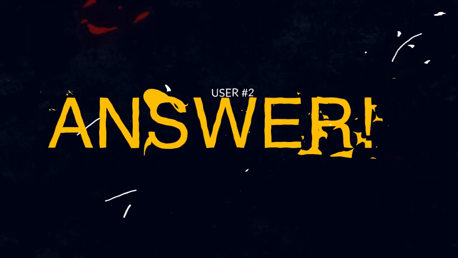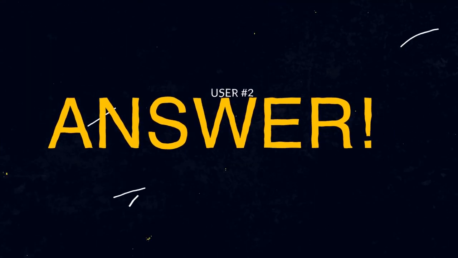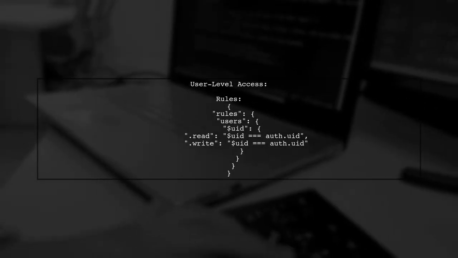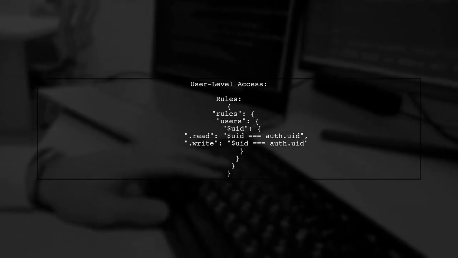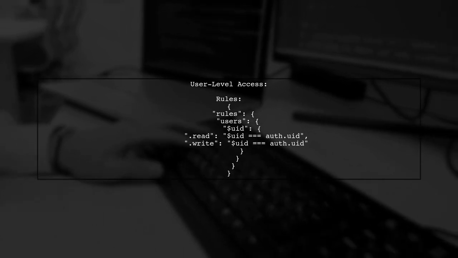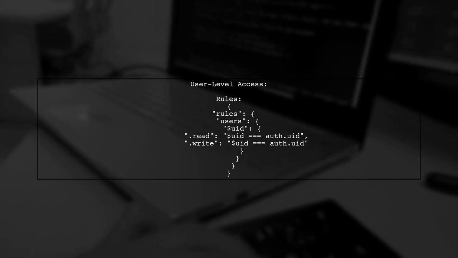Let's now look at another user-suggested answer. You can restrict Firebase access at both user and data levels. For user-level access, use rules that match the authenticated user's ID. This ensures that only the user can read and write their own data.